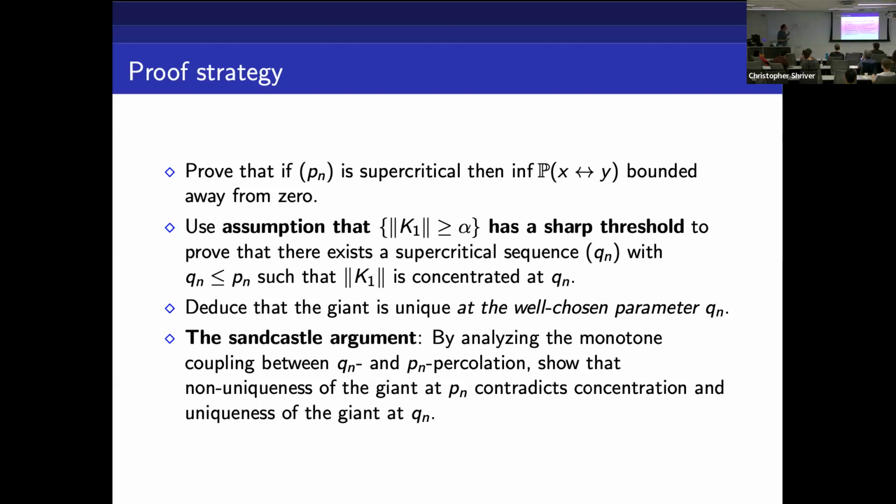Okay. Then finally, we need to go from understanding this well-chosen smaller parameter to understanding the arbitrary supercritical sequence that we actually started with. And this is using a very nice argument that we call the sandcastle argument, where we analyze the monotone coupling between the parameter we're really interested in and this well-chosen smaller one. We basically argue that if, assuming for contradiction, you have non-uniqueness of the giant at Pn, then you must have some really weird stuff happening in the monotone coupling at Qn, and eventually you reach a contradiction. I think I'll leave it at that level of detail.